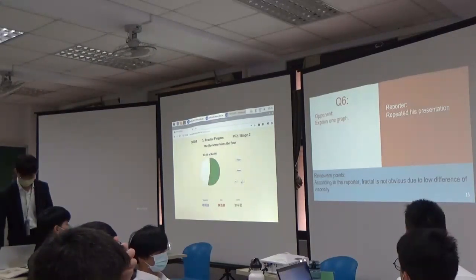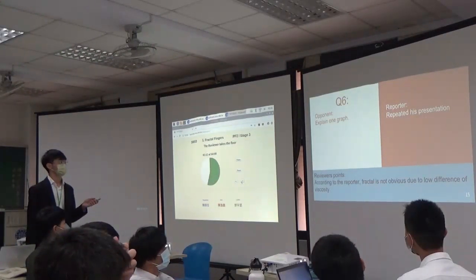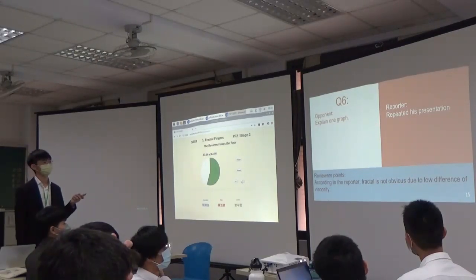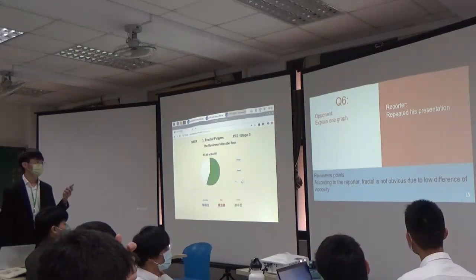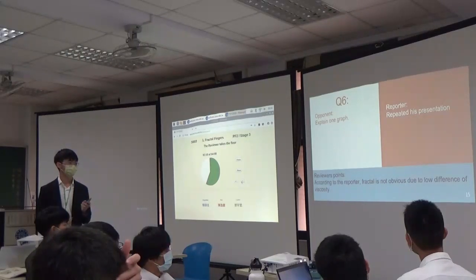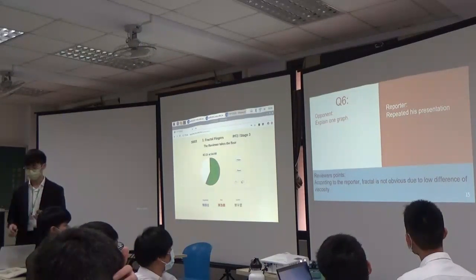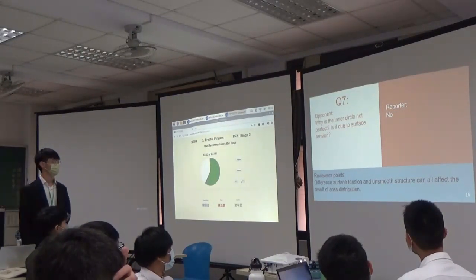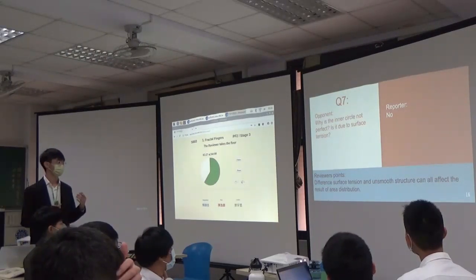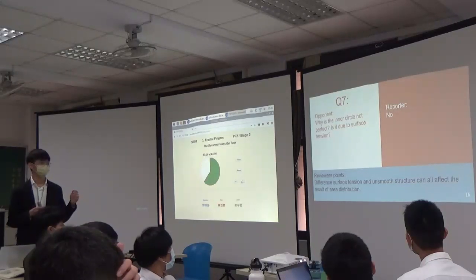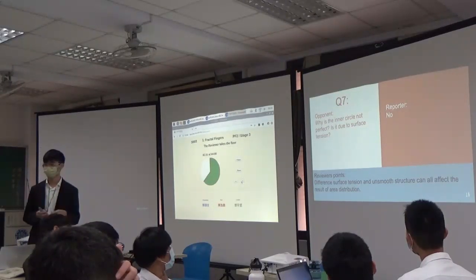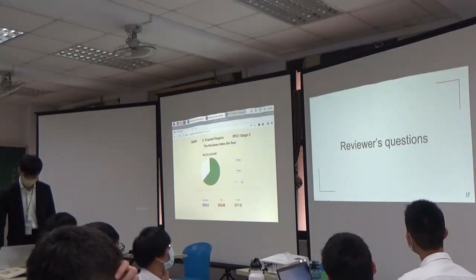mixture. And the sixth question is that he wanted to explain the graph, and the reporter also repeated his presentation. And according to the reporter, I think fractal is not obvious due to low difference of viscosity. And the seventh question is, why is the inner circle not perfect? It is due to surface tension. Reporters say no, which I think that different surface tension and unsmooth structure can all affect the result of area distribution. And here are my questions.